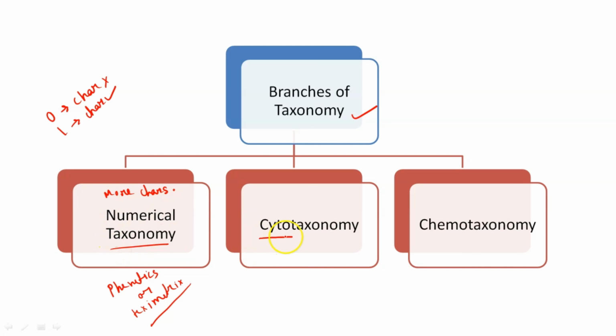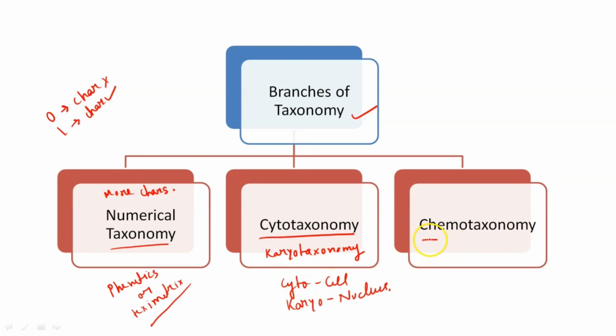Now come to cytotaxonomy. This is also known as karyotaxonomy. So cyto means cell, and karyo means nucleus. Okay, so the nucleus is inside the cell and we have to study that now. It considers the number of chromosomes, their structure, and their behavior. We have to study these characters in cytotaxonomy, right?